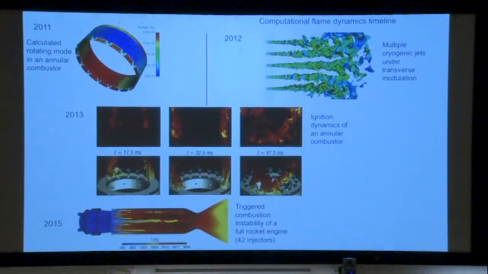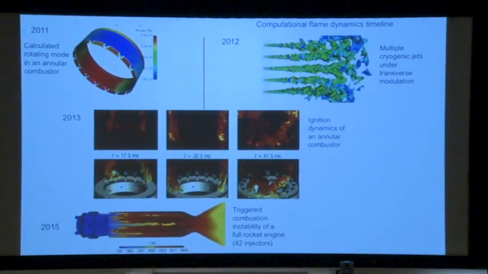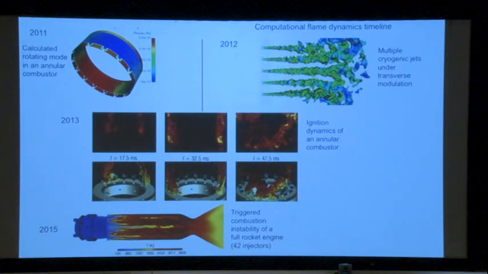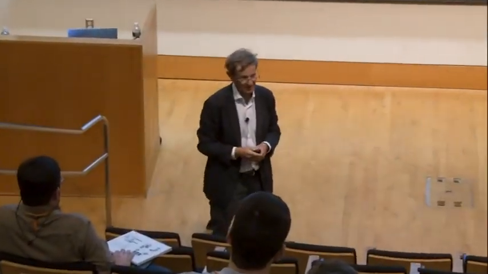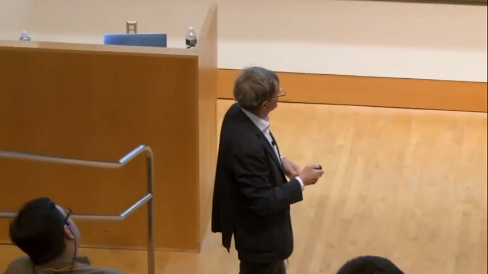This calculation I've shown is from the group at CEFRC. We were also calculating multiple jets in transcritical configurations, ignition in annular combustors, and this is a rocket engine with 42 injectors, with all the geometry upstream, and we calculate that as well. So I've shown what we have done more or less, but of course there are a lot of parallel calculations done by many other groups. So there is great progress in what can actually be calculated.